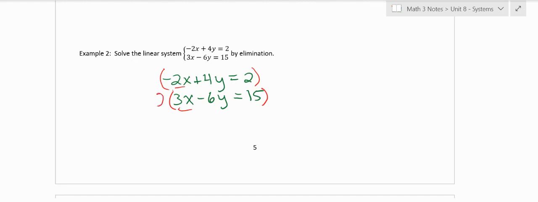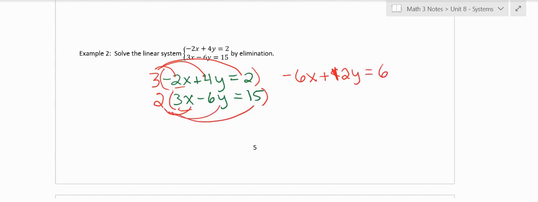So if I multiply the bottom one by 2 and the top one by 3, the top one, when I distribute, and I want to distribute to the constant as well, I'll get negative 6x plus 12y equals 6. And then the bottom, when I distribute, I'll get 6x minus 12y equals 30.